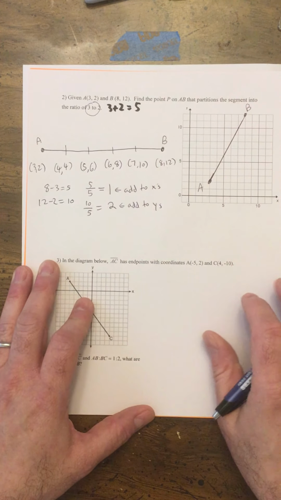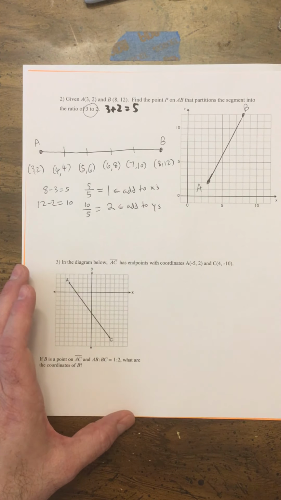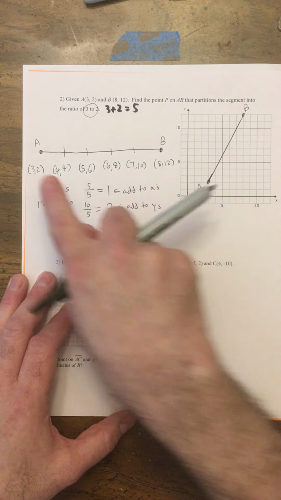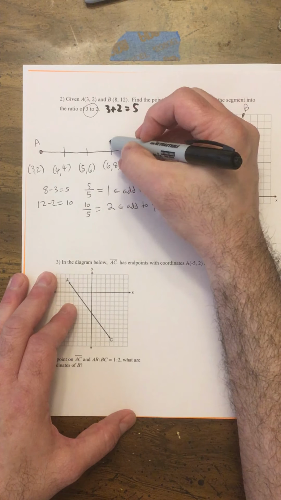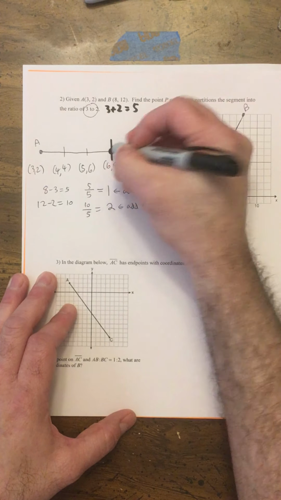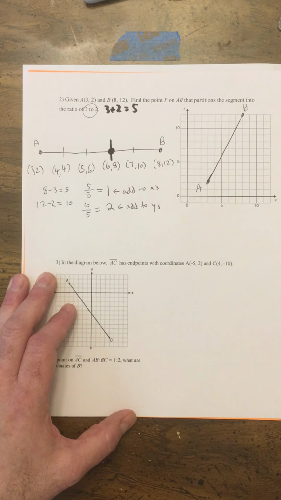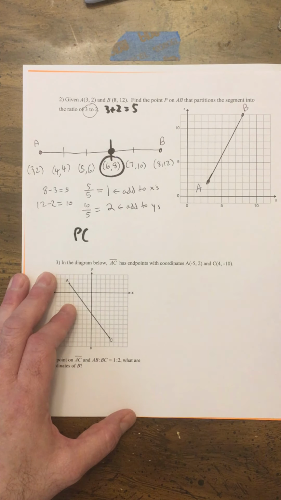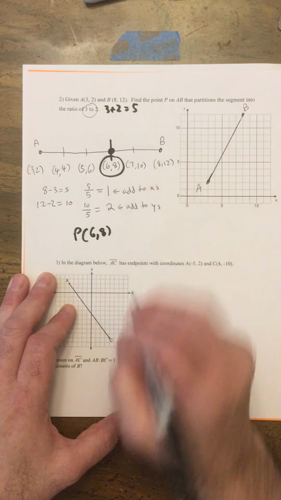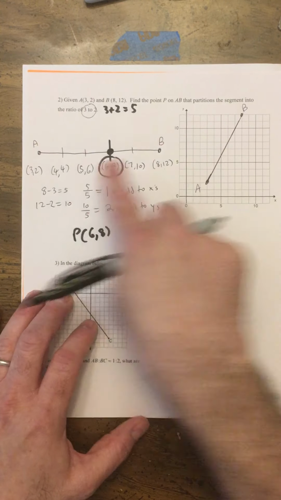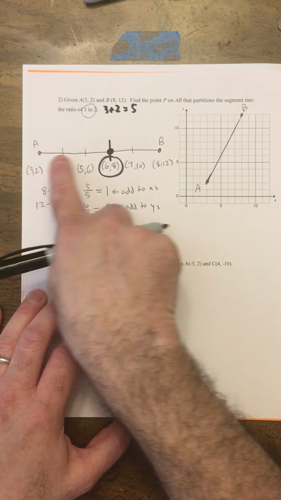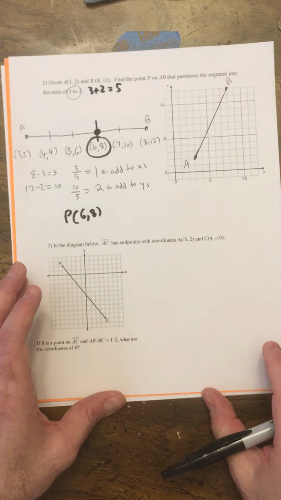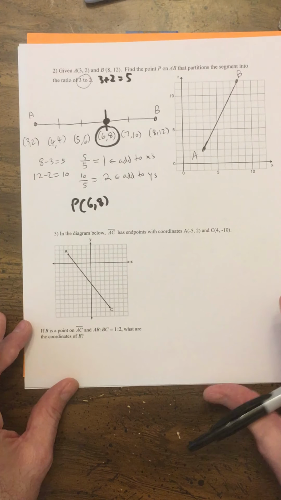Now we just got to figure out how to break it into the parts 3 to 2. 1, 2, 3. This is the breakdown right here. That's where the point P is going to be. So point P is going to be the point (6, 8). Okay? So you don't even need a slanted line. A horizontal line will work just fine. Let's try another example like this.